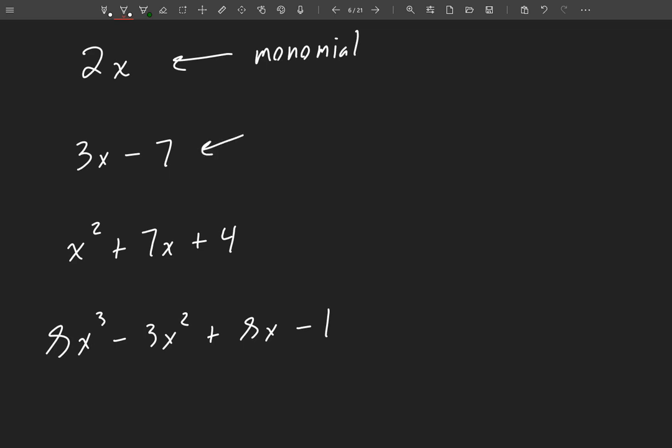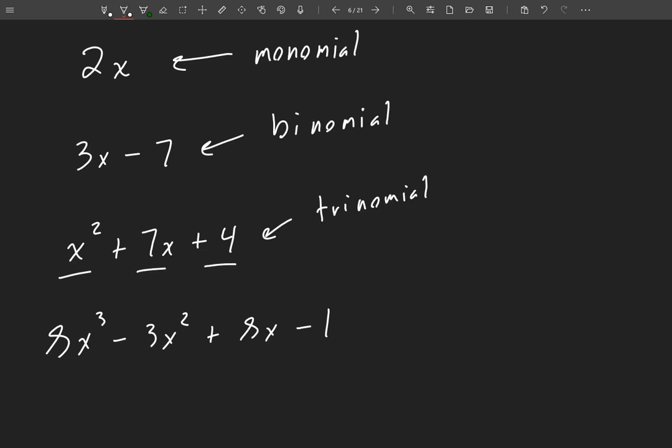So this one, having 2 pieces, we're going to call a binomial. Of course, because bi means 2. Now, following that name convention, you could probably guess what the next one's going to be. Trinomial. And it's called a trinomial because it has 3 pieces.